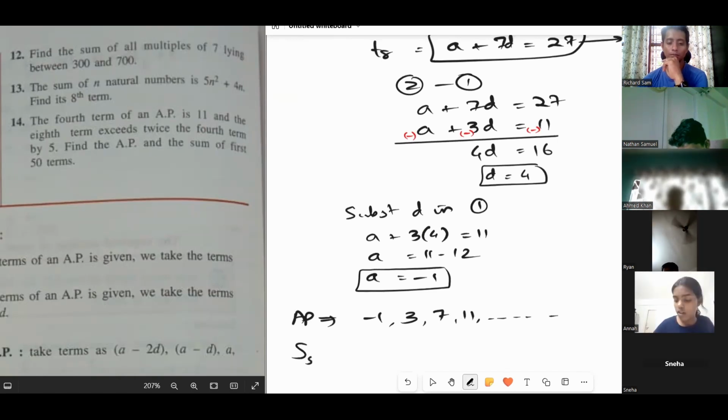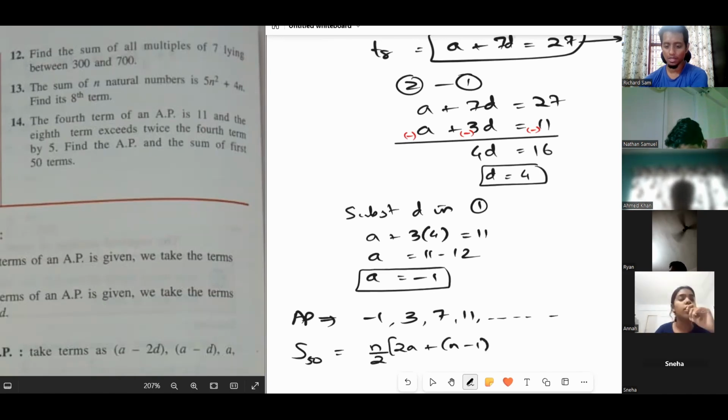Now find the sum of 50 terms. So which formula will we use? The one which has D or the one which has L? The one which has D, because we don't have L. We don't have the last term. Okay, so what's the formula here? N upon 2 into 2A plus N minus 1 into D. Use that and find the sum of 50 terms. Good.